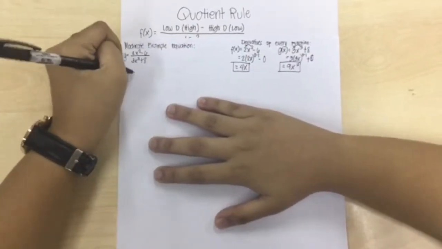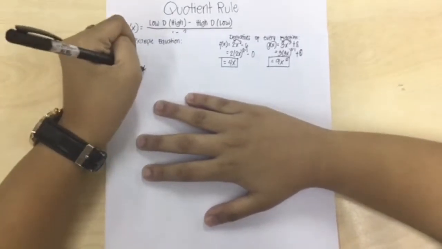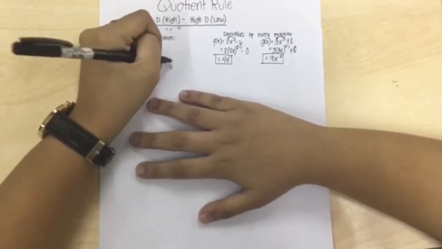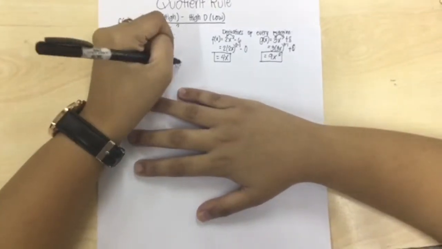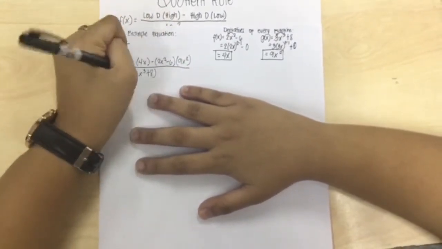Let's substitute. (3x cubed plus 8) times the derivative of 2x squared minus 6, which is 4x, minus (2x squared minus 6) times the derivative of 3x cubed plus 8, which is 9x squared, over (3x cubed plus 8) squared.